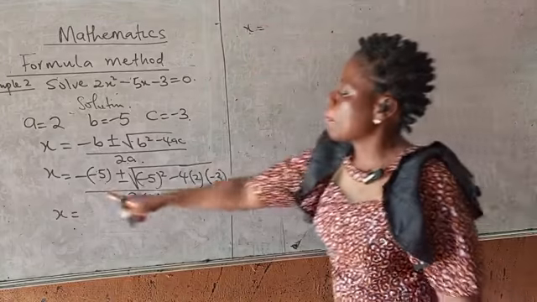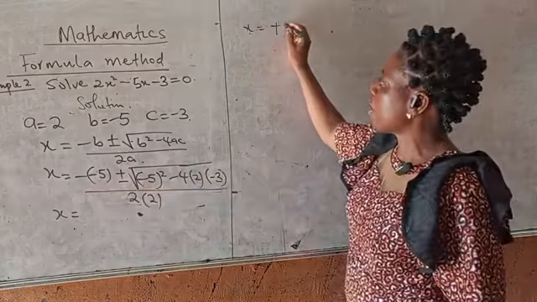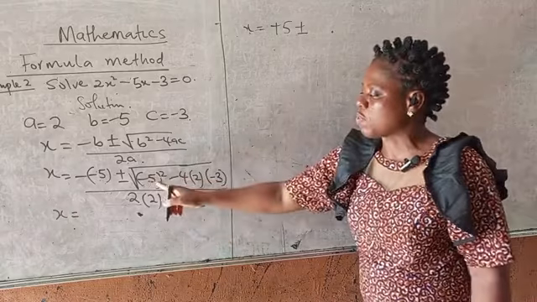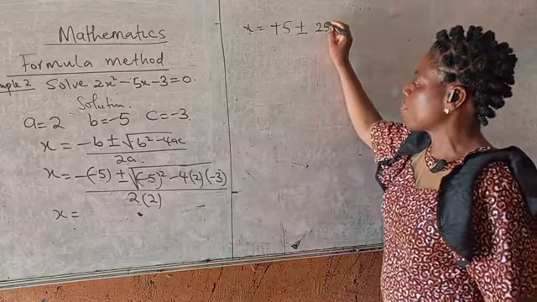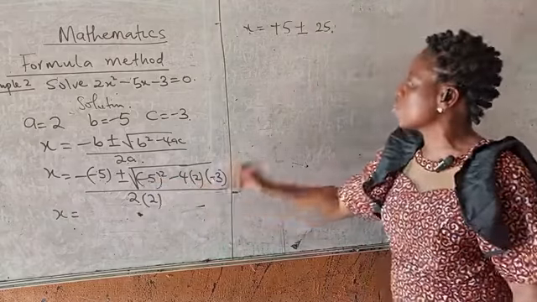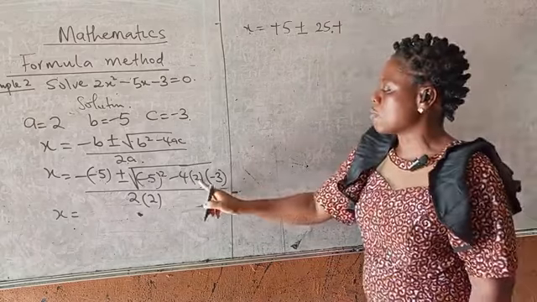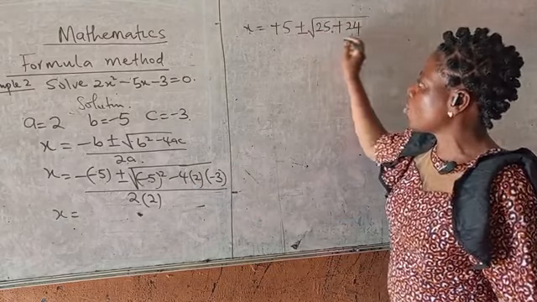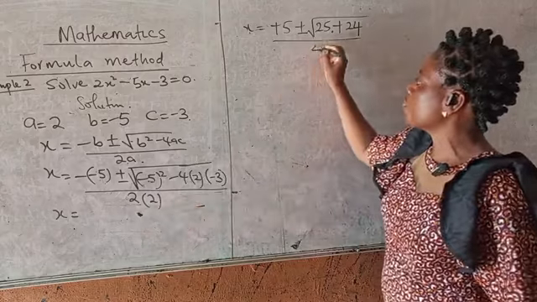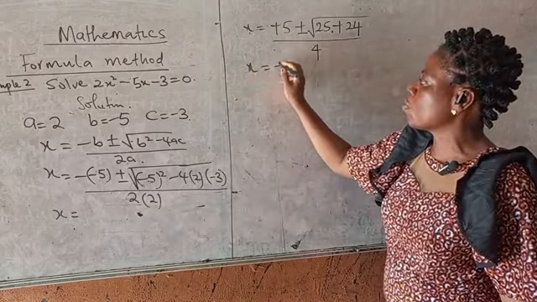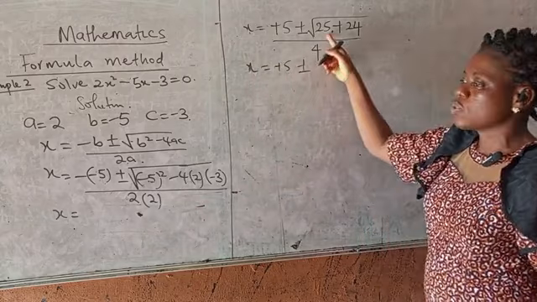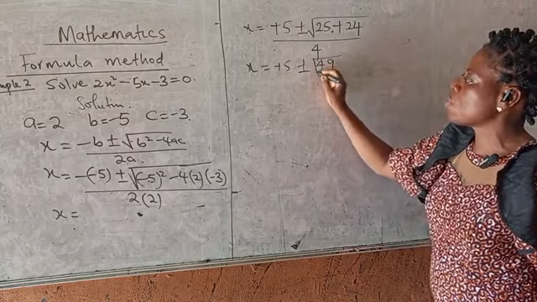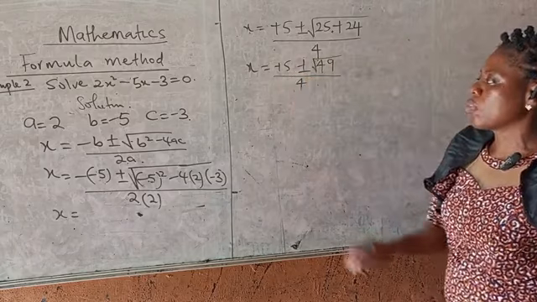x is equal to minus times minus will give us plus 5, plus or minus. Let's work with the inside. Minus 5 times minus 5 gives us 25. Minus times minus gives us plus. 4 times 2 times 3 gives us what? 24. And we square root it, all over 2 times 2, which gives us 4. And we say x is equal to plus 5 plus or minus the square root of 25 plus 24, which gives us 49, all over 4. Are you with me?